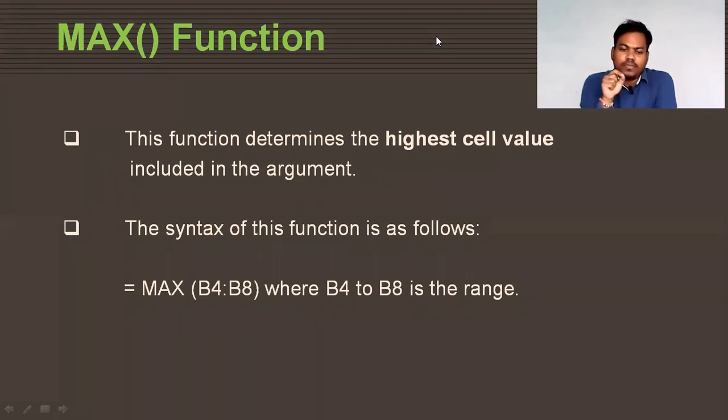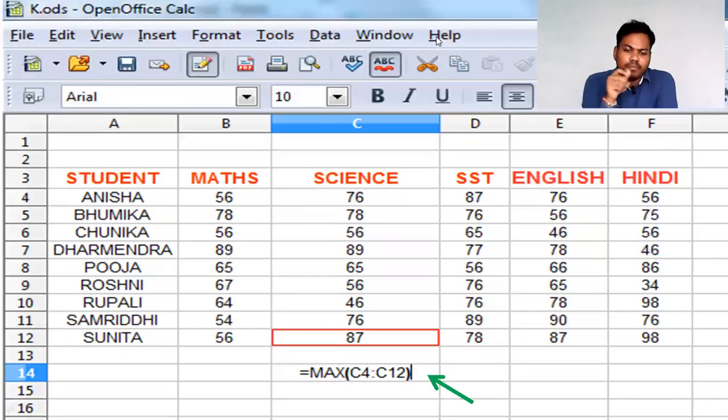The syntax for it is max, then in parenthesis you have to mention the range. See this example: for Anisha, Bhumika, in science marks, I have applied the max function. And in the max function, what range have I given? C4 to C12. C4 is in the science column, the science field. The first mark is 76, and it goes up to 87.